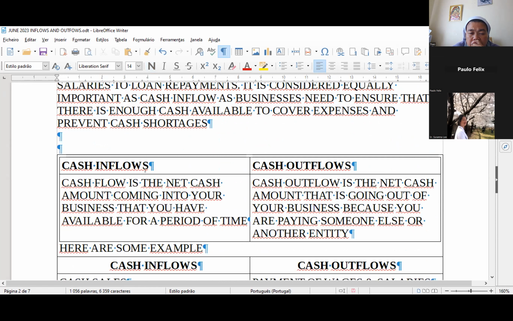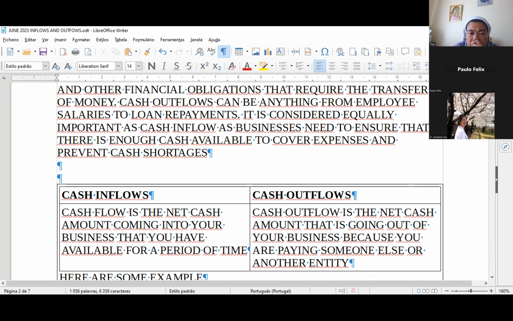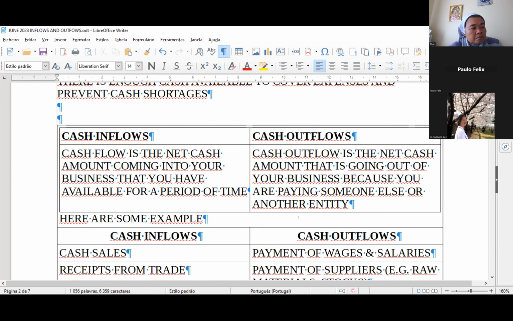So we have some examples of cash inflows and outflows. Cash inflow is the net cash amount coming into your business that you have available for a period of time, and cash outflow is the net cash amount that is going out of your business because you are paying someone else or another entity.